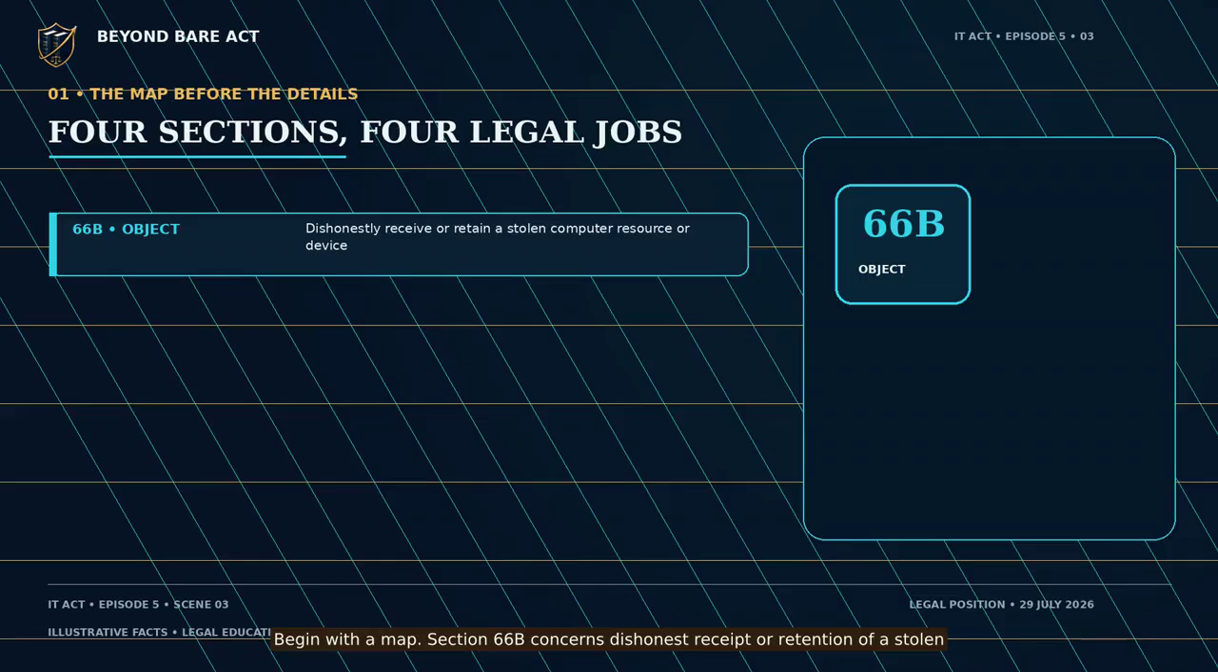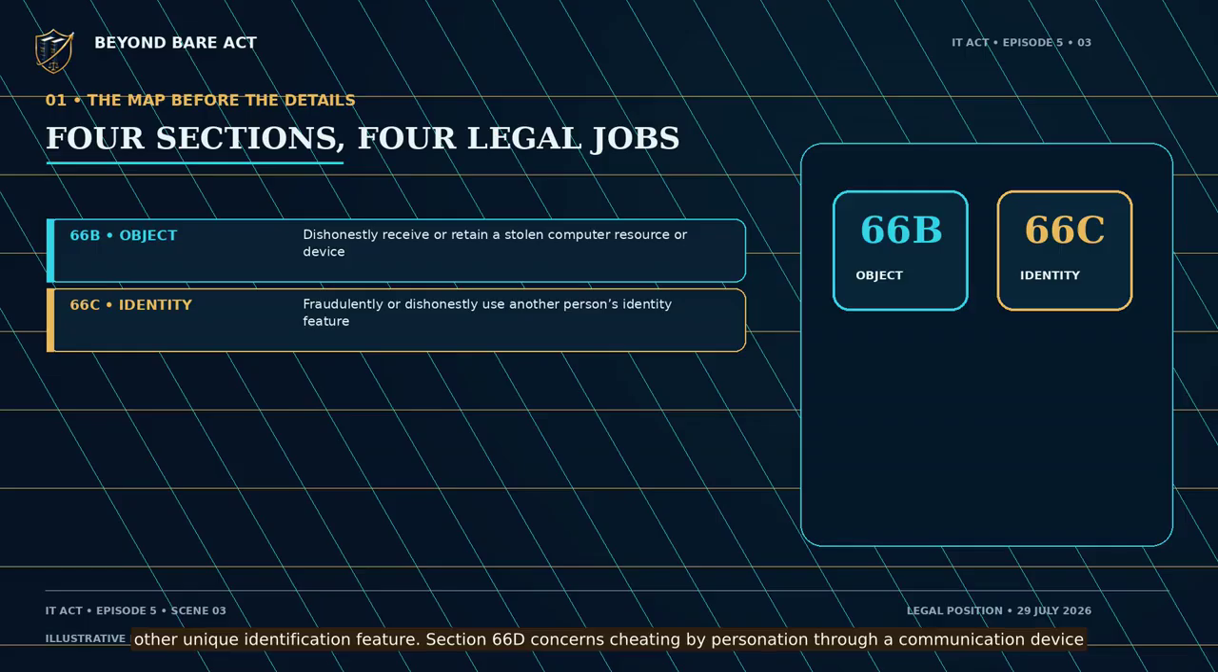B concerns dishonest receipt or retention of a stolen computer resource or communication device with knowledge or reason to believe that it is stolen. Section 66C concerns fraudulent or dishonest use of another person's electronic signature, password, or other unique identification feature. Section 66D concerns cheating by personation through a communication device or computer resource.